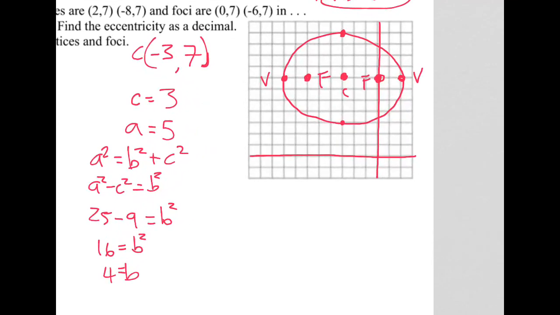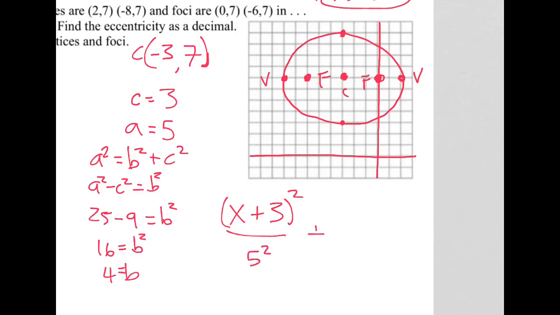So let's go ahead and say that x, is it going to be plus or is it going to be minus? Well, notice our center is to the left, which means we need to add: x plus 3, quantity squared, over what? What do we put that over? Well, what is our a value? What is the distance to the vertex there? That a value is 5, so I'm going to write a 5 squared underneath.